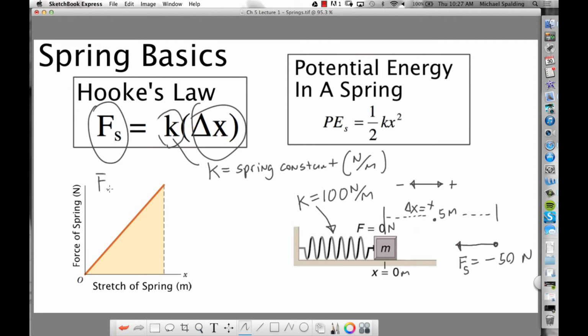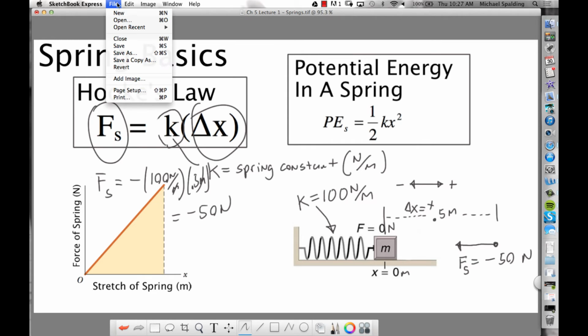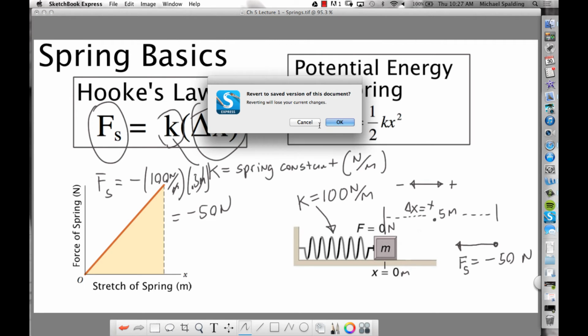All you're doing is plugging in here. You're going force of spring, negative, so the spring constant is 100 newtons per meter. For 0.5 meters, the meters cancel. You get negative 50 newtons. The negative simply means to the left. Got it? Okay, so spring constant is Newton per meter.